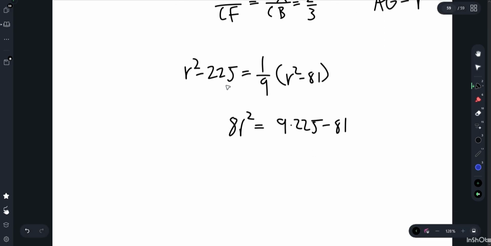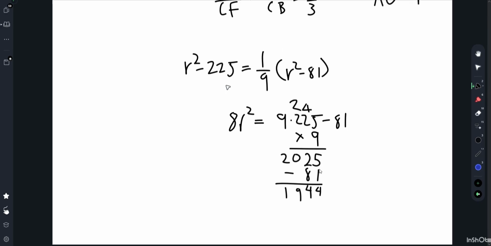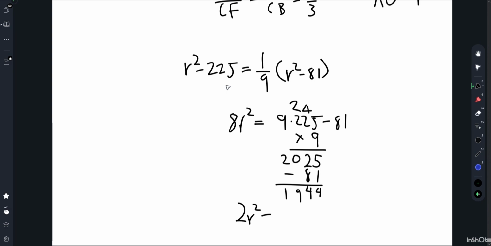Basically, what is 9 times 225? 9 times 5 is 45, 9 times 2 is 18, 18 plus 4 is 22, so 2025. 2025 minus 81 gives us 1944. And so 2R squared is equal to this divided by 4, which is 486. Let me check that. Yeah, 486. So that means that R squared is equal to 243.